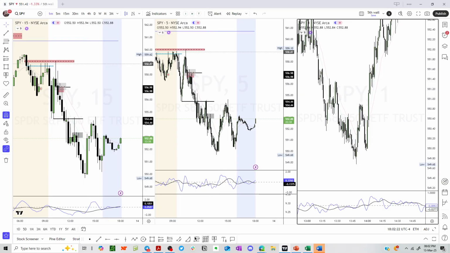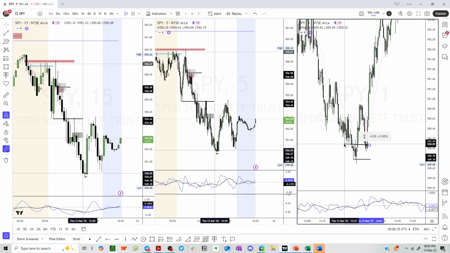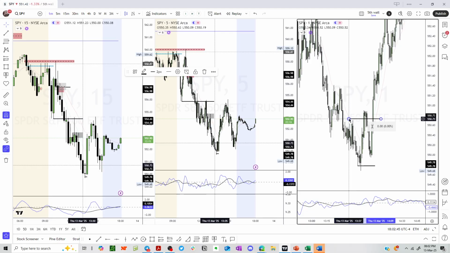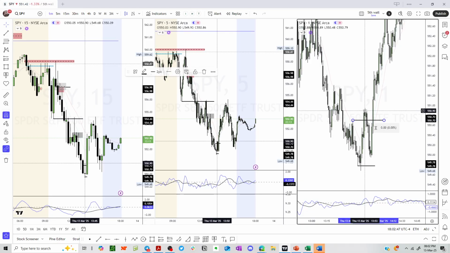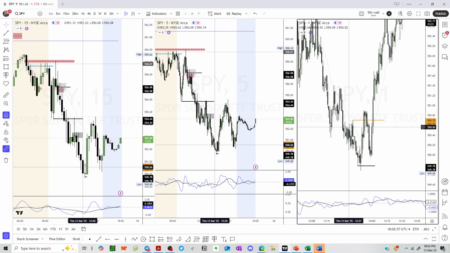All right, so let's highlight this. So we have a run on stops. You can either count this as the run, or you can count this as the run on stops. And then you have a market structure shift, which is here with this run up. Let's change that to another color, right? So you've got your market structure shift.